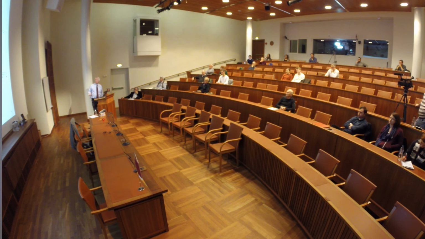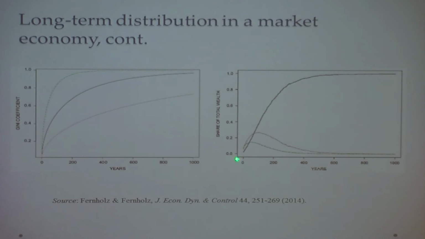To the right, we have a different measure of inequality. The green curve shows the share of total assets that the quintile between 90 and 95% own. And the red one shows how much is owned by the one between 95 and 99%. And the black curve shows how much is owned by the upper 1% in this society. And again, you see with this different measure, the ultimate result is the same, that the upper 1% in the long run will own everything.